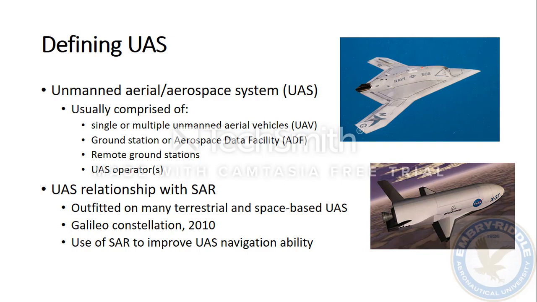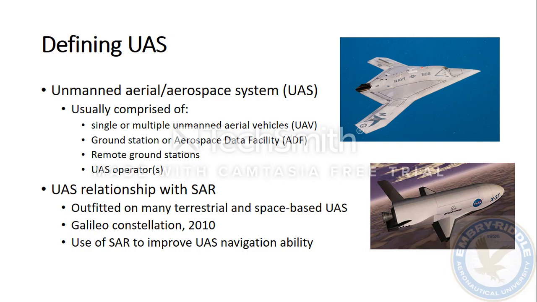So what is an unmanned aerial system or aerospace system? It's usually comprised of the UAV or a series of UAVs, the ground station or aerospace data facility, and you could have several of those in your architecture. You could also have remote ground stations for a lot of smaller UAS, SUAS-based systems, whether it's somebody just driving around in a Jeep with a laptop and a controller, or something a little bit more sophisticated, something that's just set up at a FOB, potentially a forward operating base. And then the UAS operators themselves.